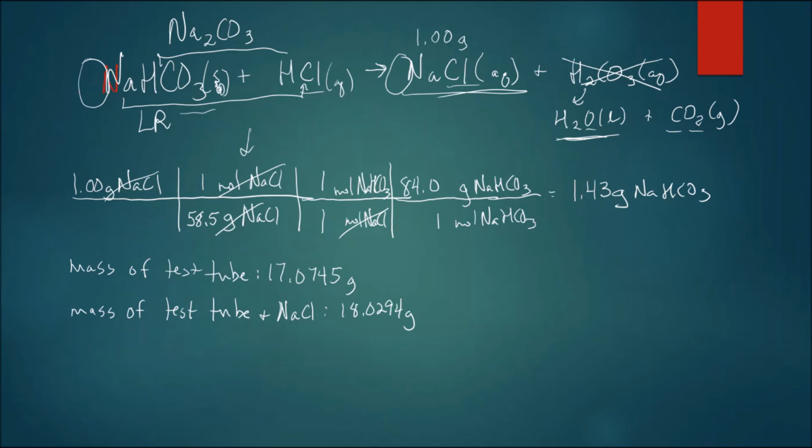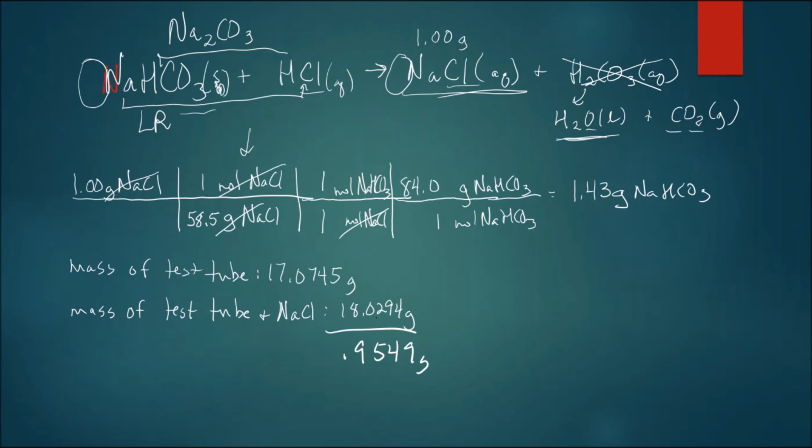Well, when you consider that the mass of the test tube was 17.0745, and then the mass of the test tube and the sodium chloride together is 18.0294, then if we subtract the two numbers, we get 0.9549 grams. That's not bad. That's pretty dang close.